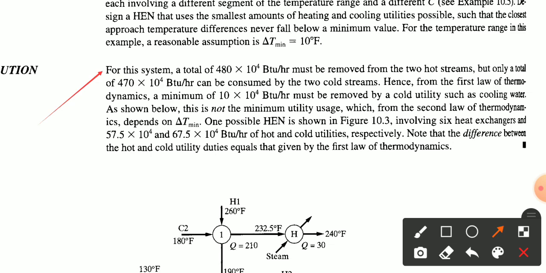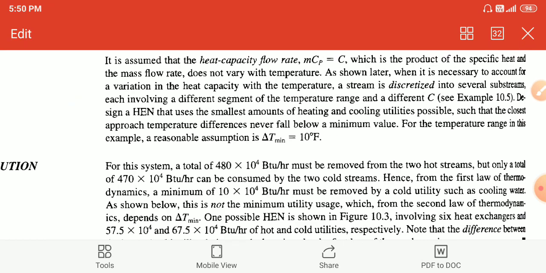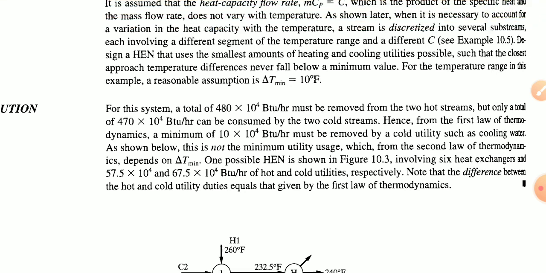As shown below, this is not the minimum utility usage, which from the second law of thermodynamics depends on the delta T minimum. A possible heat exchanger network is shown in figure 10.3, involving 6 heat exchangers and 57.5 times 10 to the 4 and 67.5 times 10 to the 4 BTU per hour of hot and cold utilities respectively. The difference between the hot and cold utility duties equals that given by the first law of thermodynamics.